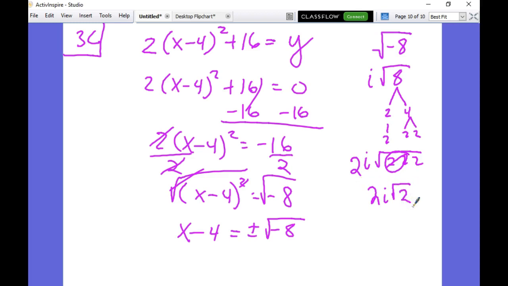Okay, so do you guys know what this answer means? If your x-intercepts are imaginary, do you guys know what that means? It means your parabola doesn't touch the x-axis. Oh, that's weird. They're imaginary, they're not real. All right, but we're not done yet, right?